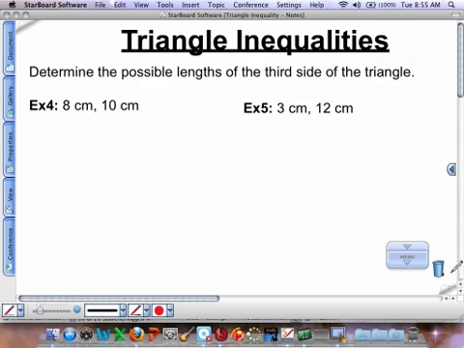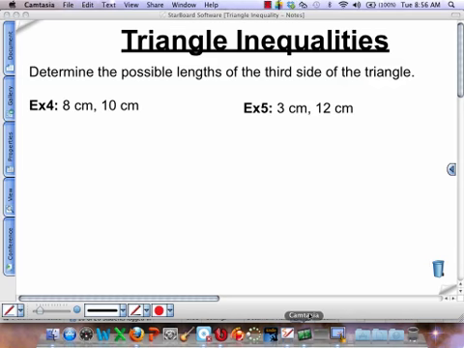So in this situation, now I'm asking you to find that third side. I'm going to give you guys a couple seconds here. And what I want you to do is discuss this with your partner and come up with lengths that would work. If you had 8 and 10, what are some lengths that could possibly work to create a triangle with that? So take a couple of minutes to do that.